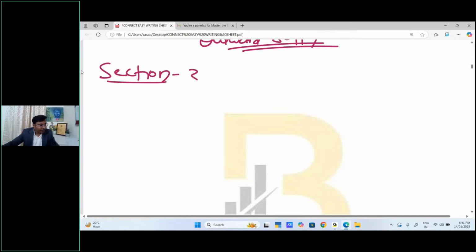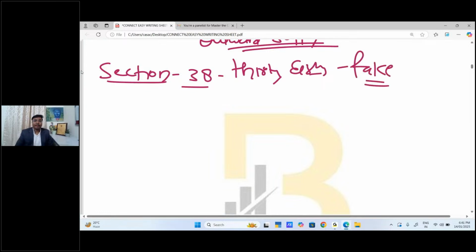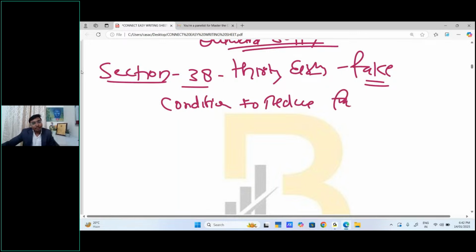Section 38. Just try to link this number 38 with the word fake. Section 38, fake. So this section is related to conditions to reduce fake ITC.